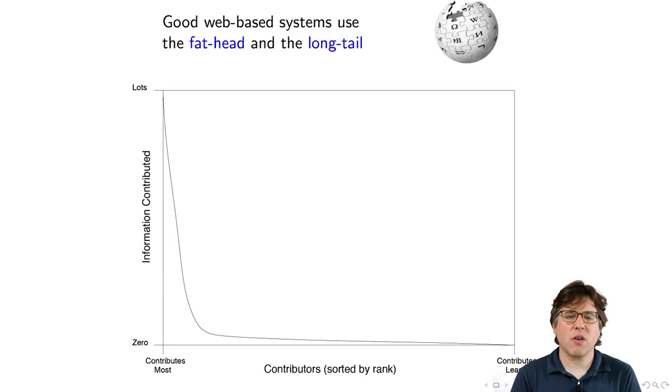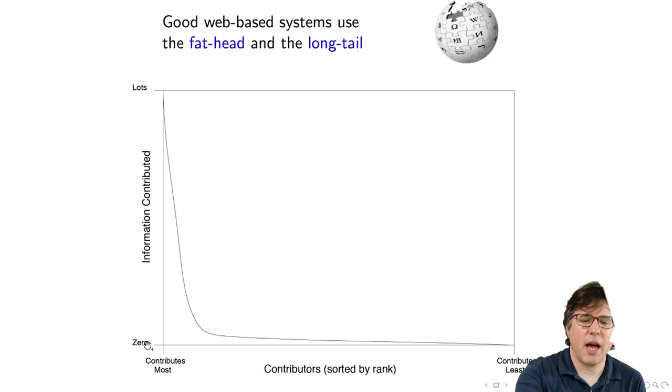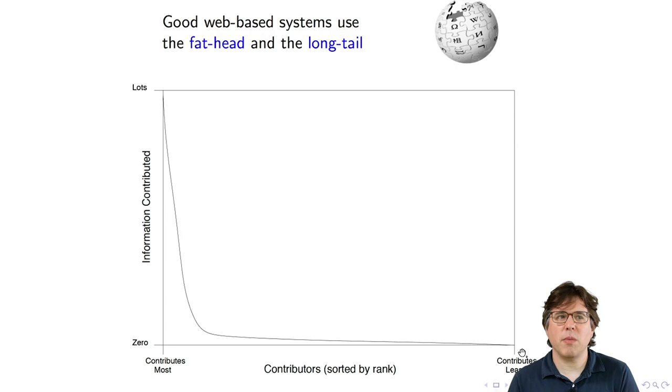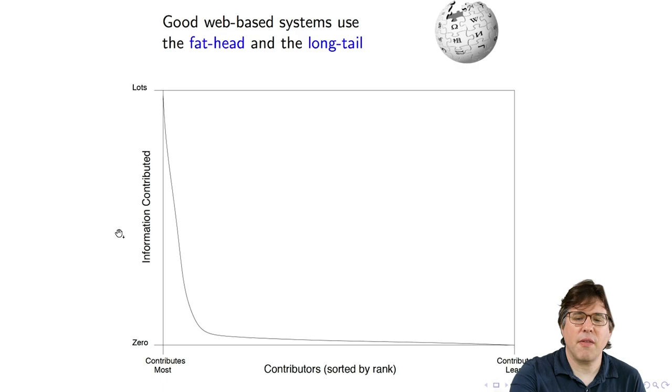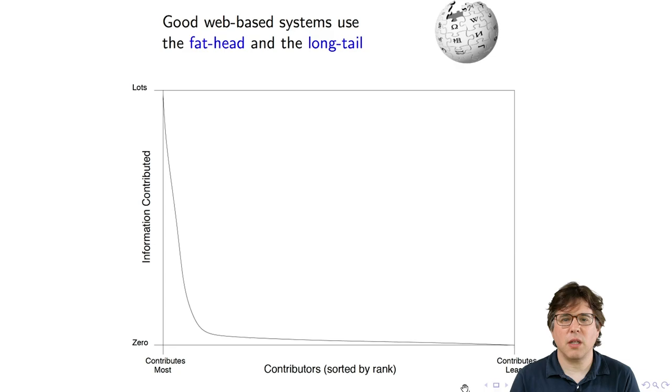So this graph here is a cartoon of the amount of information contributed to Wikipedia by different editors. So the people here are organized on the x-axis from those that contribute the most. So these are people who are contributing, let's say, 40 hours a week, all the way down to people who contribute the least. These are people who maybe add a comma once a month. And we see that there are some people who contribute tons of information. These people are sometimes called the fat head. And there are a lot of people who contribute just a little bit of information. These people are called the long tail. And it turns out that there is a tremendous amount of information in the fat head and the long tail.